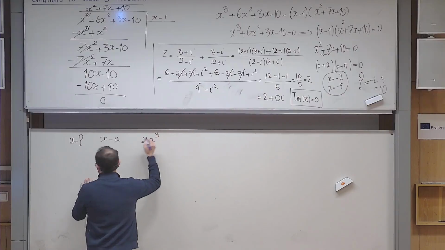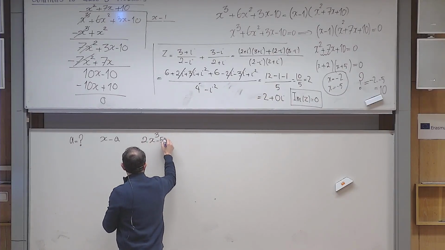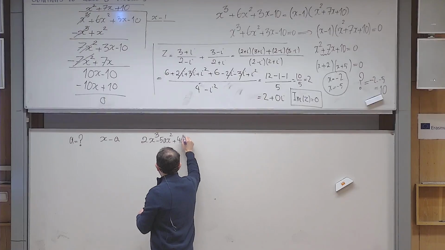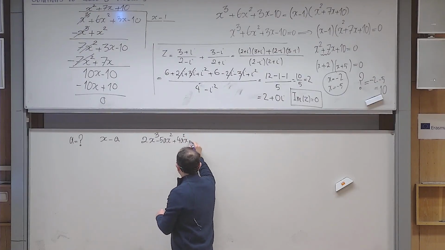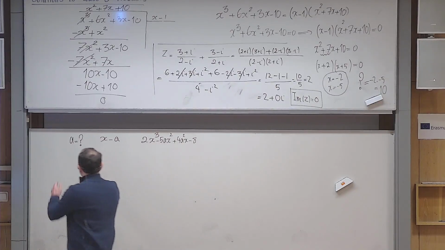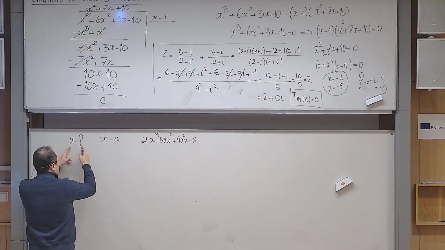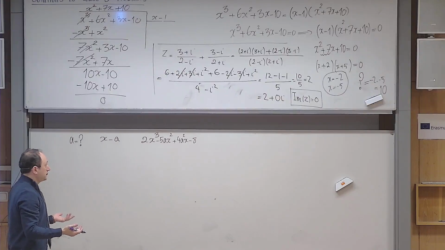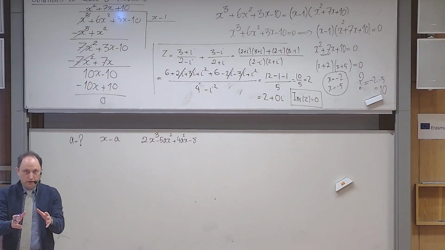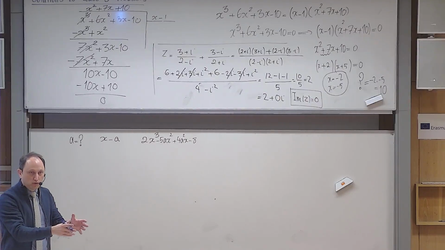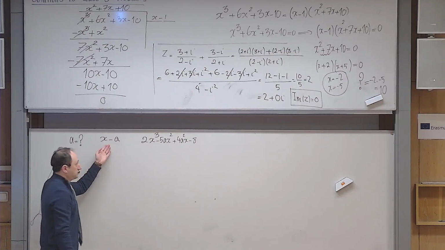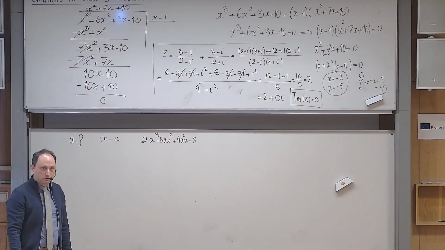2x cubed minus 5a x squared plus 4a squared x and minus 8. Okay, so the question is clear. I want to know what a should be so that this expression is a factor of this expression. What does it mean? It means this is divisible by that. Yes, that's it. So one way is to do the long division and find the remainder, but put the remainder equal to 0 because you want to force this to be divisible by that. This is not a creative way of doing it, but it works and it is not hard.